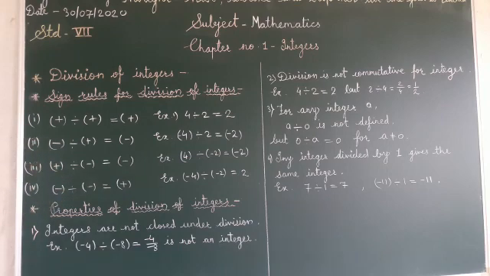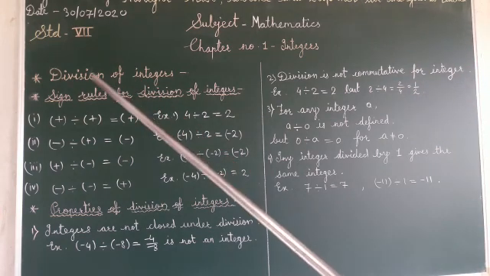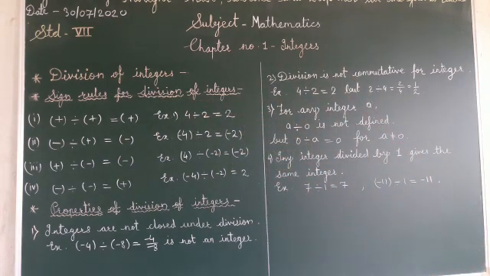Division of integers. First we saw the addition and subtraction of integers. After that we saw the multiplication of integers. Now in this video we are going to study the division of integers. For that, first we see the sign rules for the division of integers. Before this we learned the sign rules for the multiplication of integers. These rules are the same for division also. Now let's recall these rules for division.